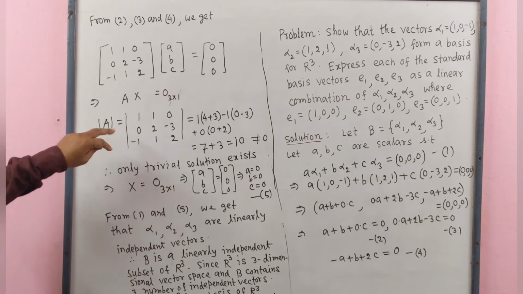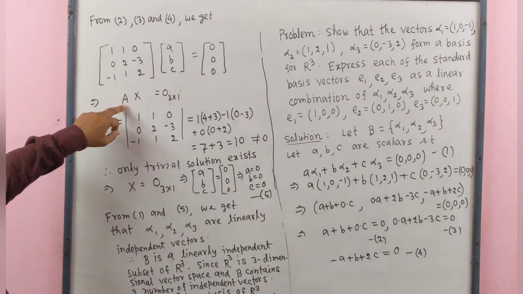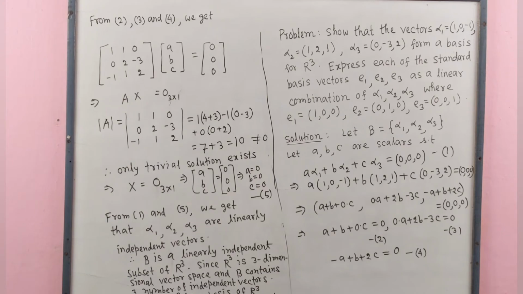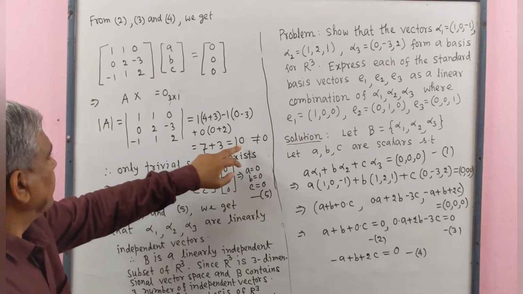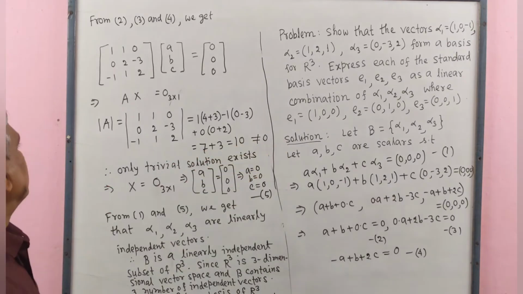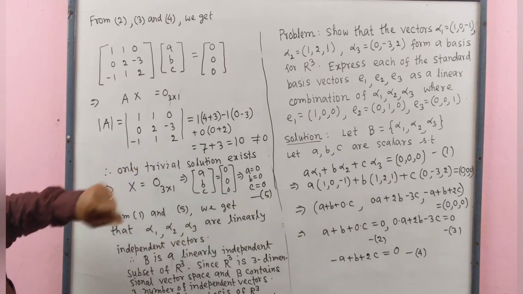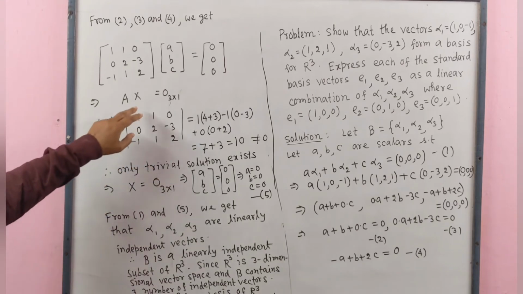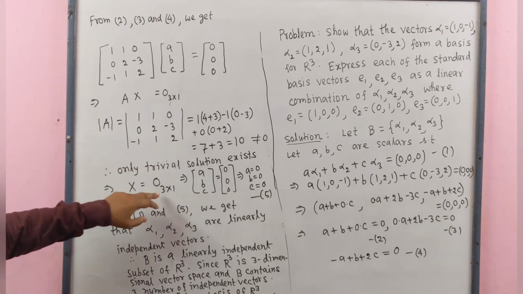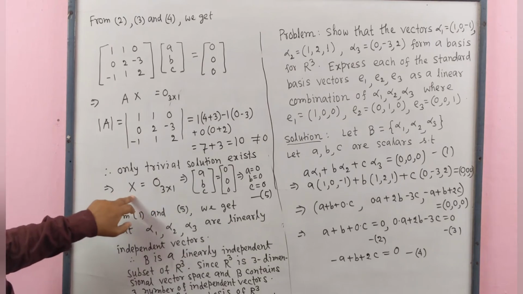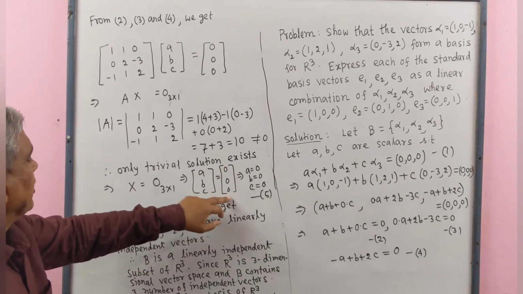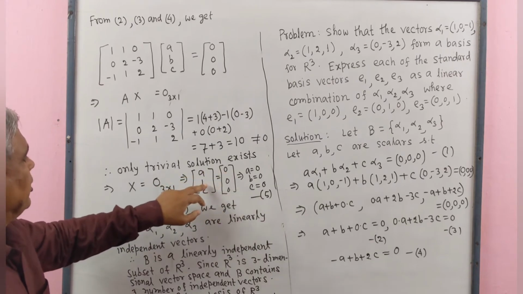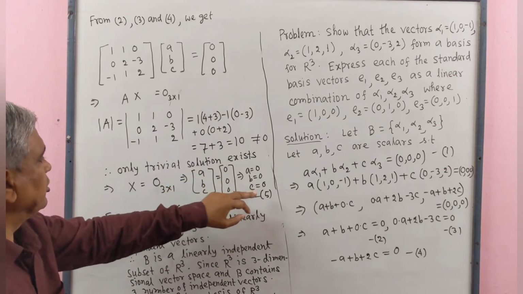Now we find the determinant of A. Determinant of A is here 10, which is not equal to 0. Therefore, only the trivial solution exists. That means X equal to 0 matrix. X is the column matrix a, b, c equal to 0 matrix. Here a equal to 0, b equal to 0 and c equal to 0.